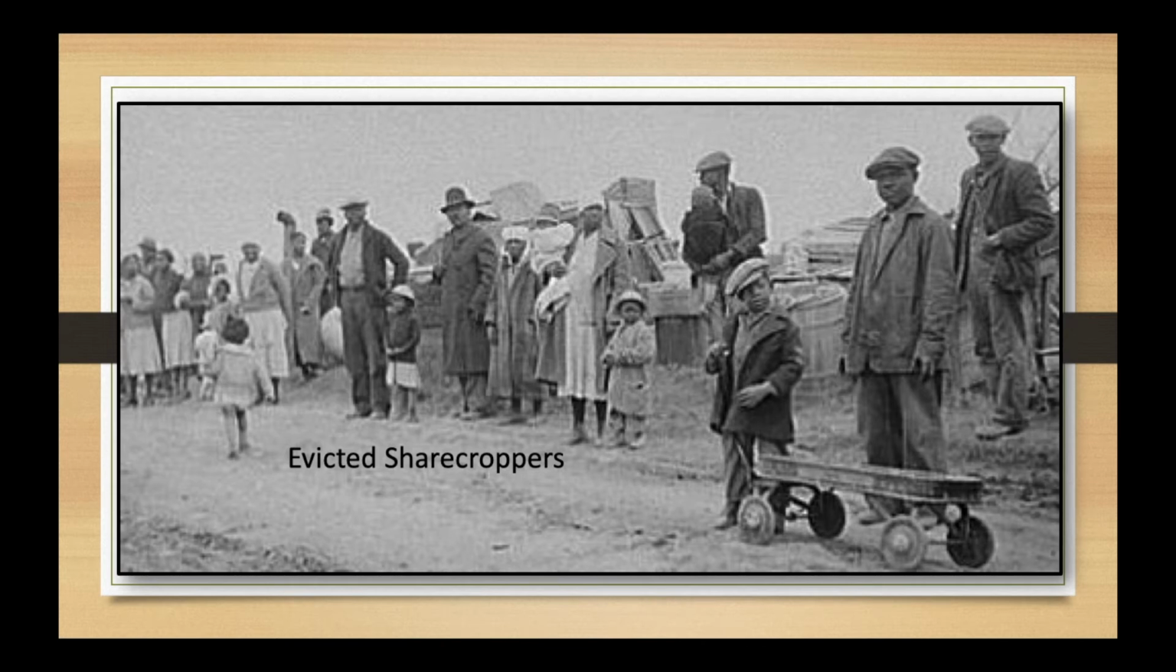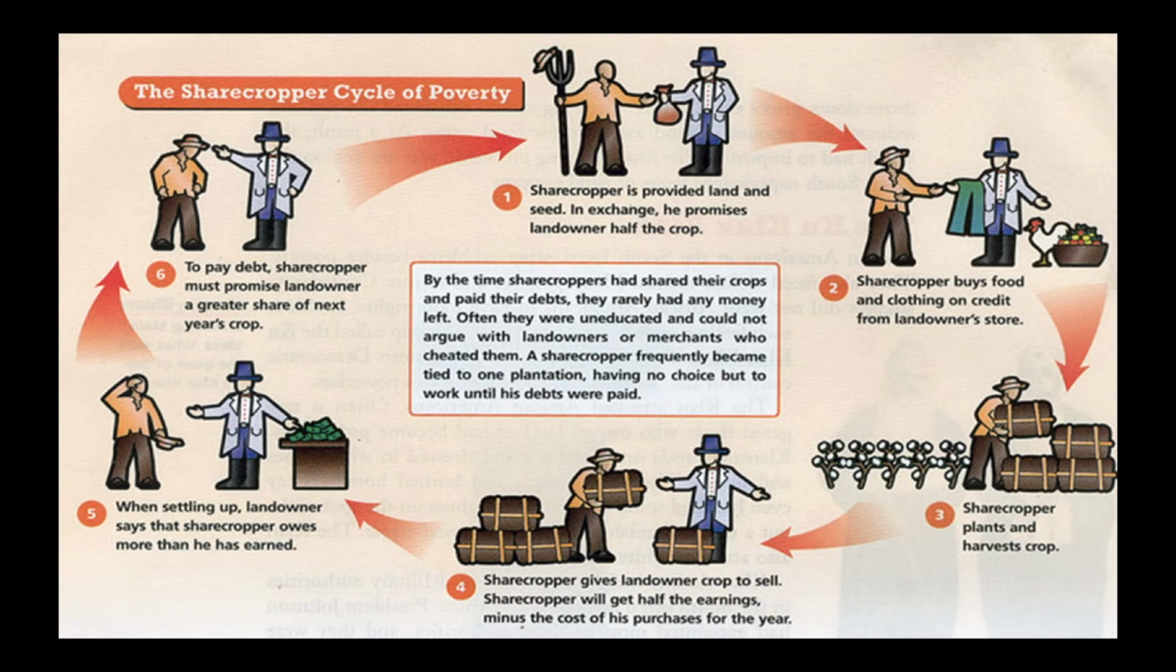Here are evicted sharecroppers, kind of waiting for something to come along. Maybe a train to pick them up and take them on to the next town. Hopefully, they can find some work. So here we get to the cycle of poverty, okay? And this is how I can justify calling it legal slavery, because that's honestly what I think it was.